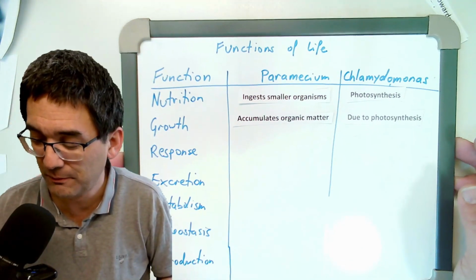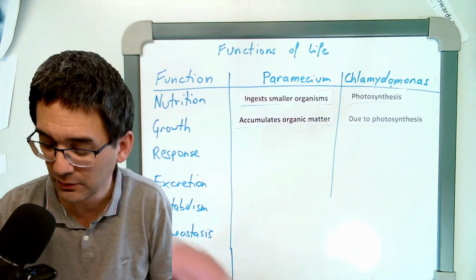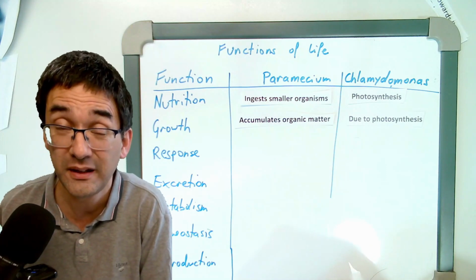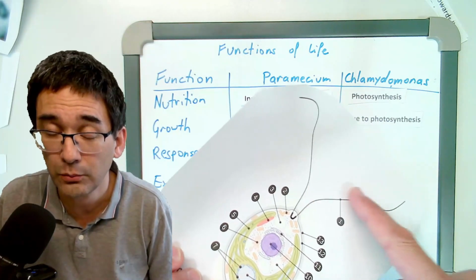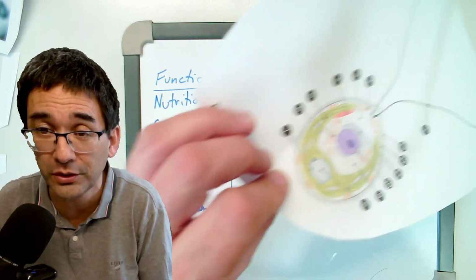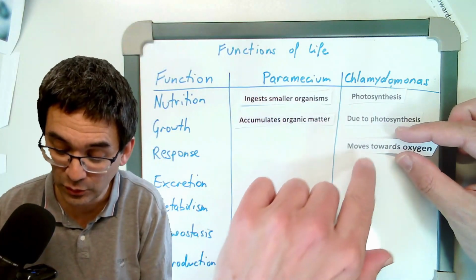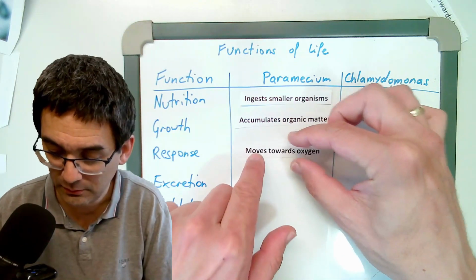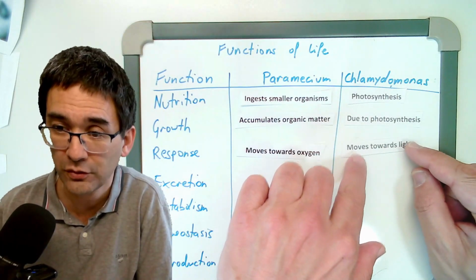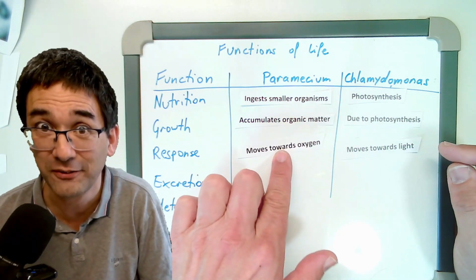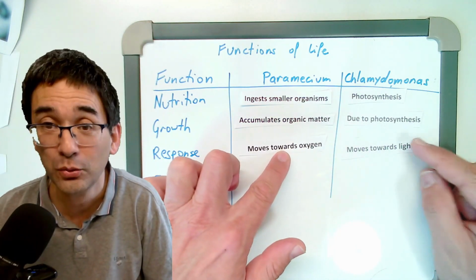What about response? I've got Chlamydomonas over here. It's able to move. Remember those little flagella over here? They're moving and beating, so it's able to move around in water. And it likes to move towards, no, not oxygen, it moves towards light. Chlamydomonas moves towards light, and Paramecium, I've given it away already, likes to move towards oxygen.